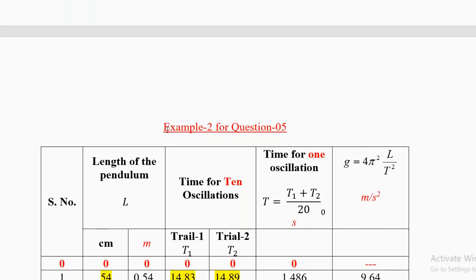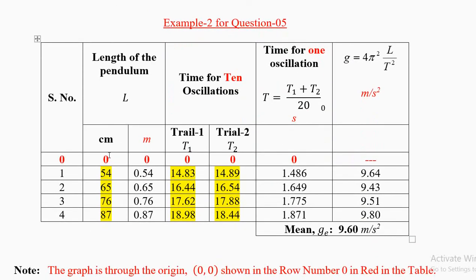Now we'll do one more example too for question 5. Again we have 4 readings, 1 to 4, and 0, 0, which you have put by hand. This yellow is your data. T1 is 14.83, 14.89 and 54 centimeters. So first change the centimeters to meter, divide by 100: 54 is 0.54, 65 is 0.65, 76 is 0.76, 87 is 0.87.